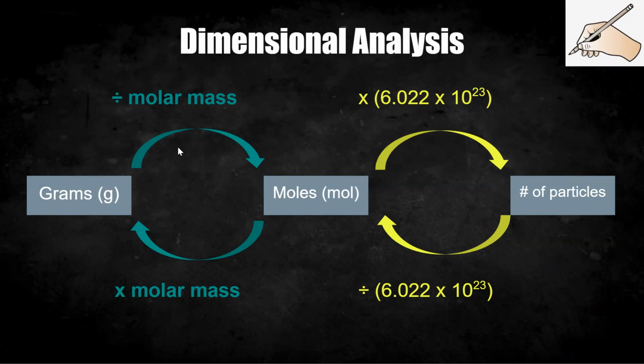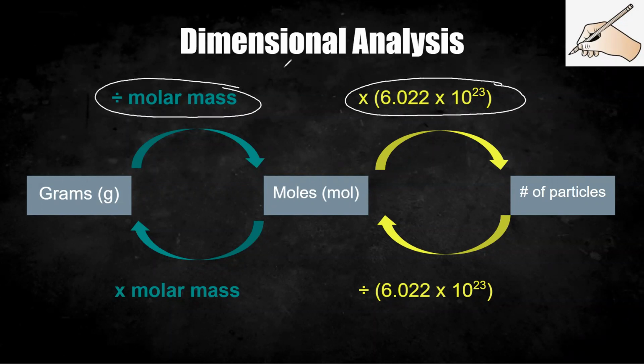So to do this, to convert between these units of measurement of grams, moles, and number of particles, we use these things called unit conversion factors. So our unit conversion factors in chemistry that we use most often are molar mass and Avogadro's number. So those are unit conversion factors.